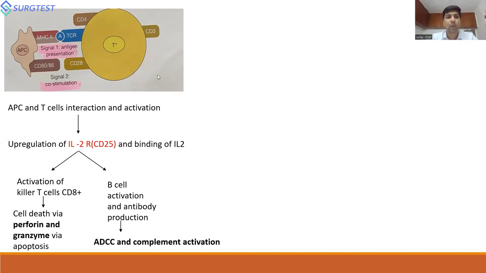So coming back to this topic, these are helper T cells, this is APCs, antigen presenting cells. Antigen presenting cells and helper T cells interact and lead to activation of helper T cells. The primary activation requires two signals. Now you have to remember these signals, because this terminology of signals was not there in the 26th edition, and it is there in the 27th edition. So what are these signals?